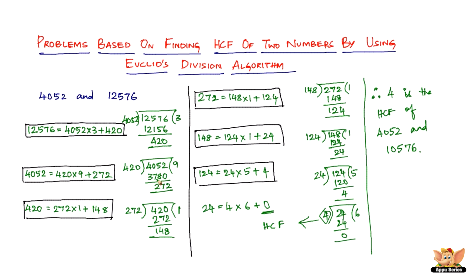So this is how you solve problems based on finding the HCF of two numbers by using Euclid's division algorithm. All you have to do is first find the smaller number, divide the bigger number by the smaller number, and keep dividing until you get a remainder 0. The first divisor becomes the next dividend, and the first remainder becomes the next divisor, and it just goes on until you get the remainder 0.